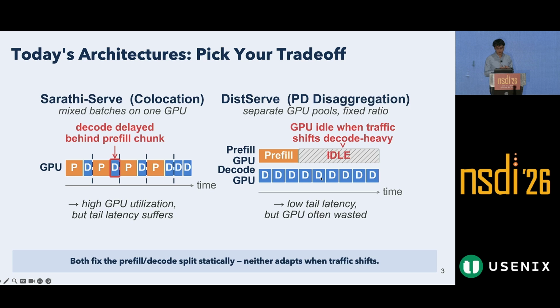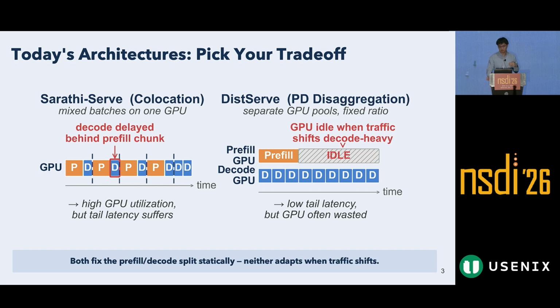Let me introduce the two popular designs in today's world. On the left is chunked prefill. The timeline shows how it works. Prefill chunks are batched together with decode tokens. Both prefill and decode stay on one GPU, so its advantage is very high utilization. However, prefill and decode interfere with each other, which leads to very high tail latency for the decode phase.